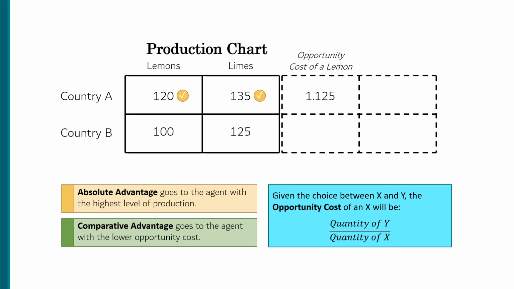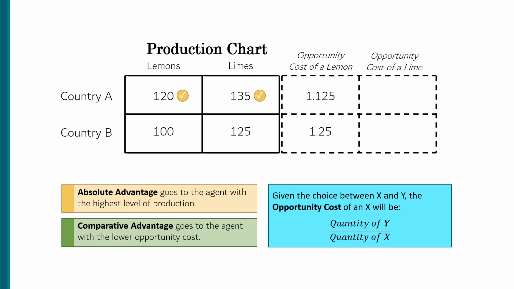And the value of knowing this is that we know if country A decided they want one more lemon, they would need to forego 1.125 limes because those resources will be redirected. In country B, the opportunity cost of a lemon is 125 limes divided by 100 lemons. If country B wants one more lemon, they have to give up 1.25 limes.